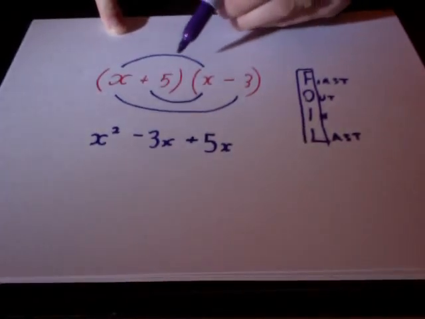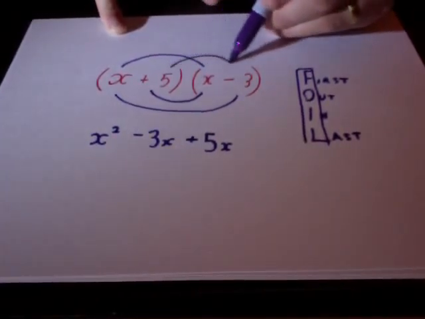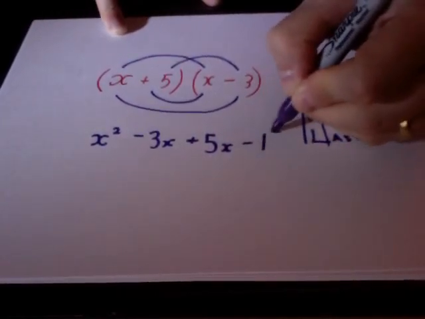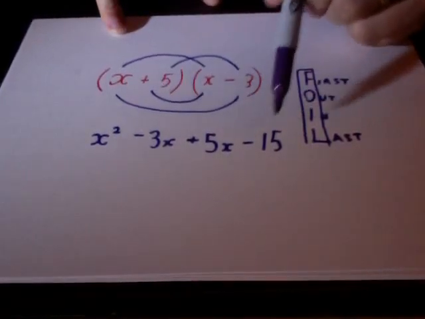And then the last pair is the plus 5 times by the negative 3. So that's plus 5 times negative 3 is negative 15. Okay? So we end up with x squared minus 3x plus 5x minus 15.